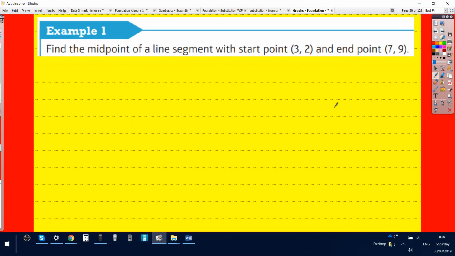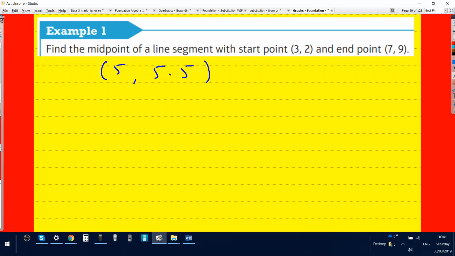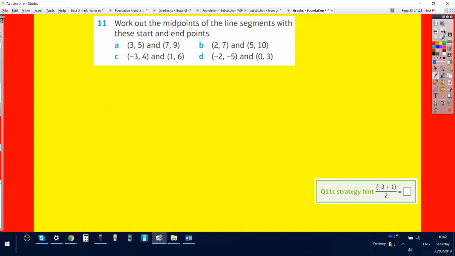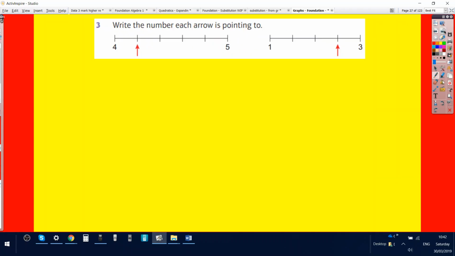So would it be 5 and 5.5? Yeah. Hold on. That's fine. That's a midpoint.